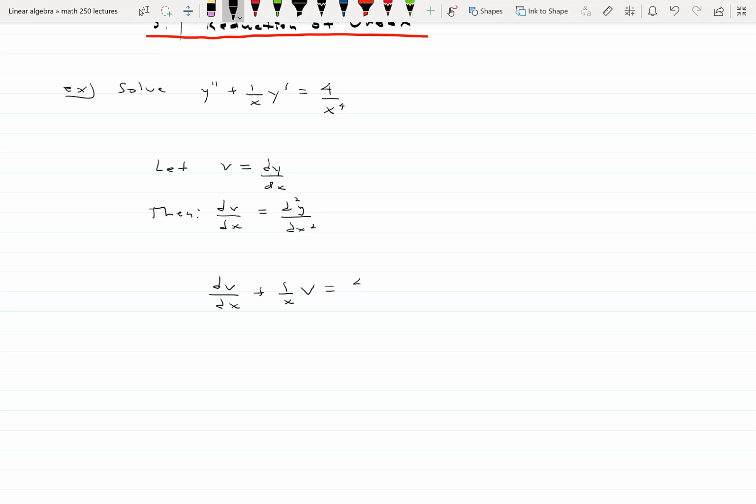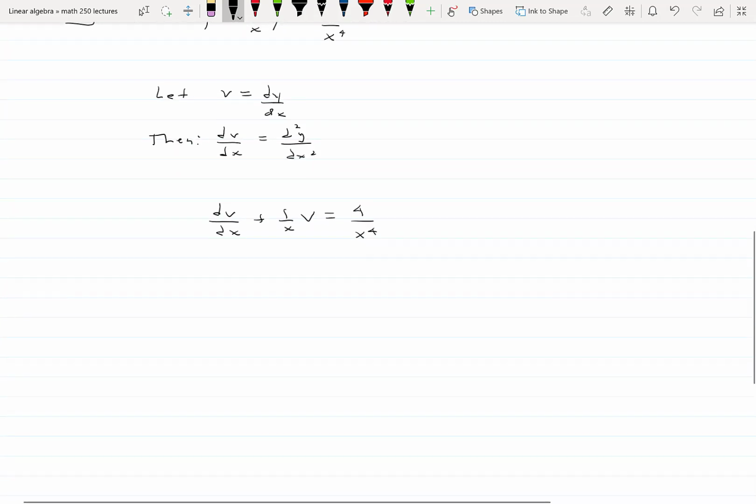And look at what happened to our differential equation. Our differential equation was reduced to a first order differential equation. And this one happens to be, if you don't recognize it, take a second to think about it. What if instead of v it had y, so it would be dy dx plus 1 over x y equals 4 over x to the 4th. It is first order linear.